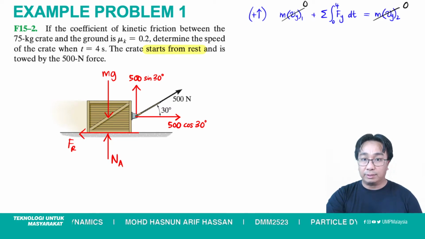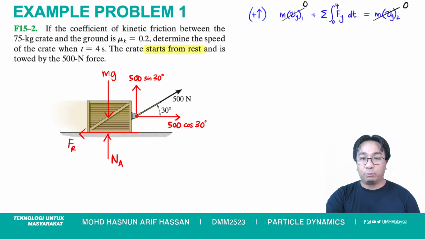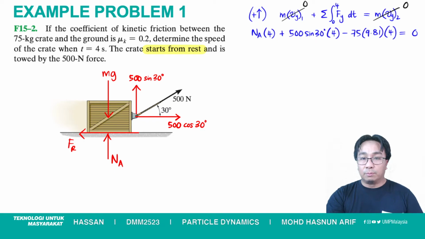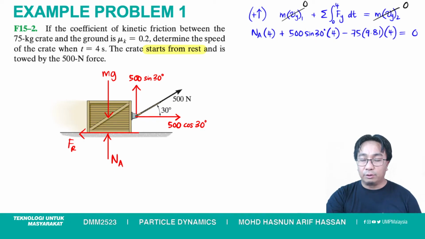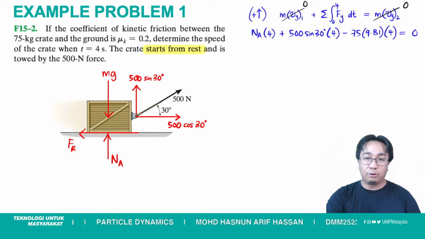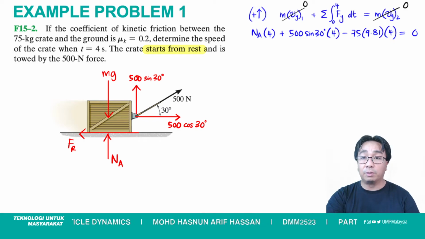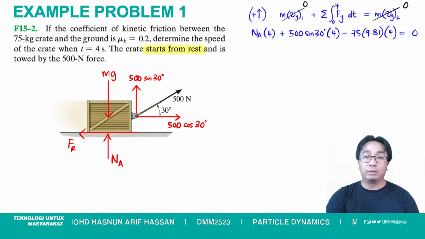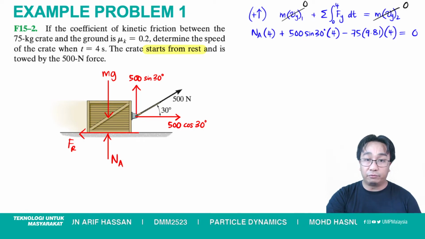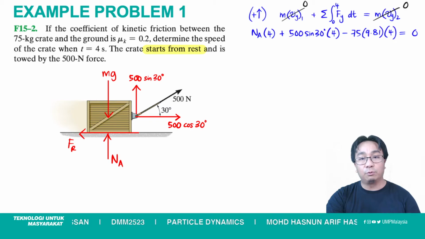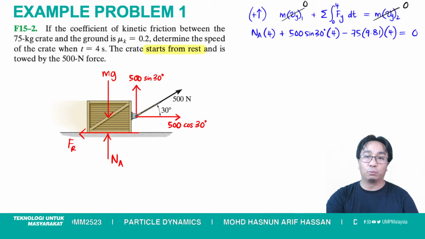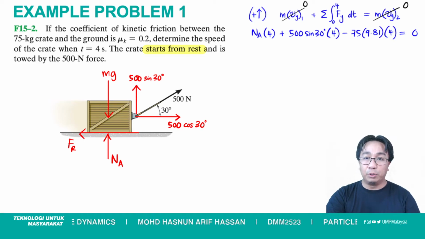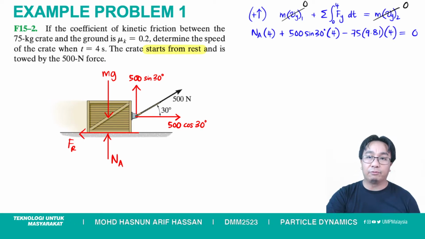Why do we have to do this? It's because we need to find the value of the normal force, not normal axis, which is NA. Why do we need to find NA? Because we need to find the value of the friction here. Friction is equal to the normal force multiplied with the coefficient of kinetic friction, mu k. So we need to find NA first.